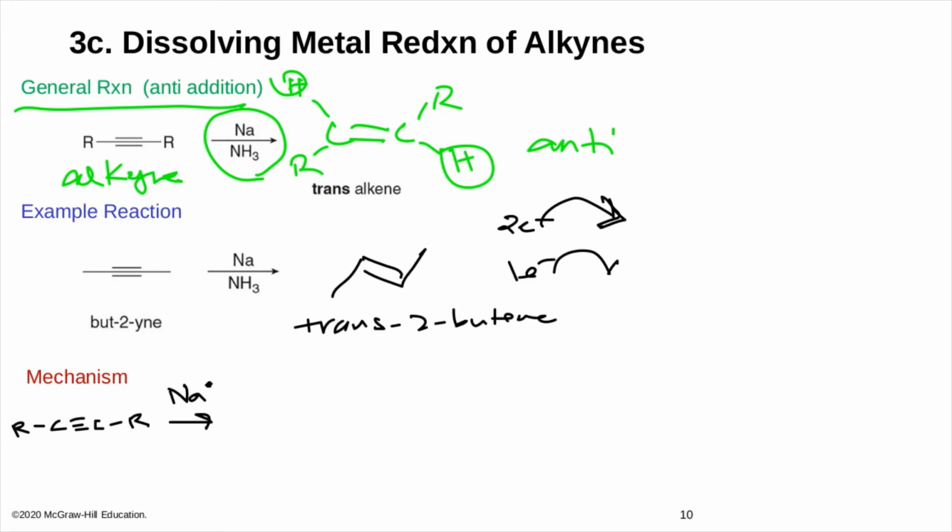That is what we're going to watch our hooks for in this mechanism, because sodium only has one electron in its valence shell. We would call that a radical. It's an unpaired electron.